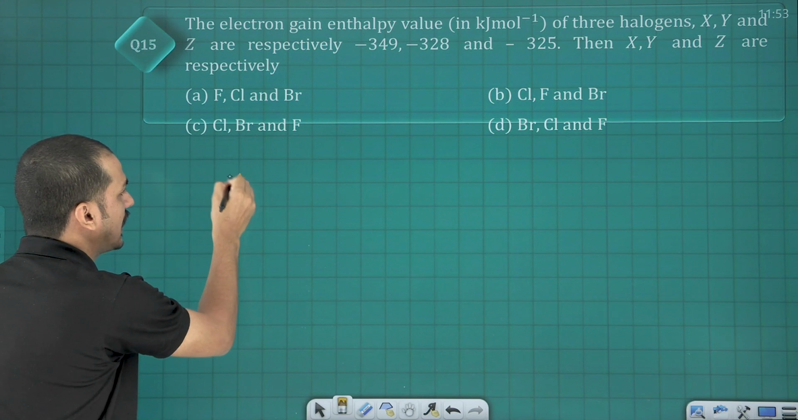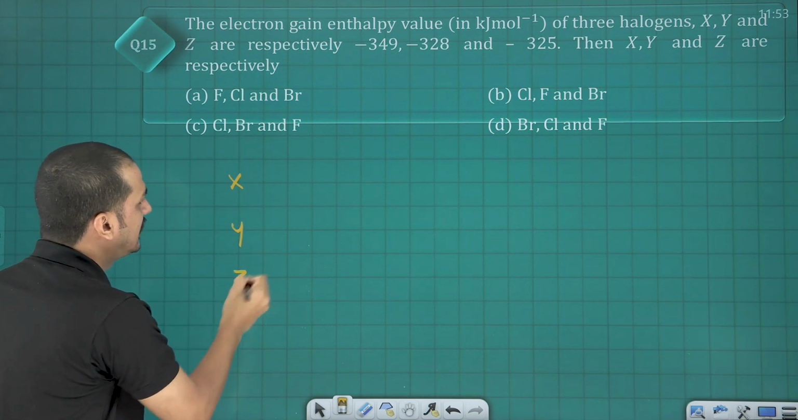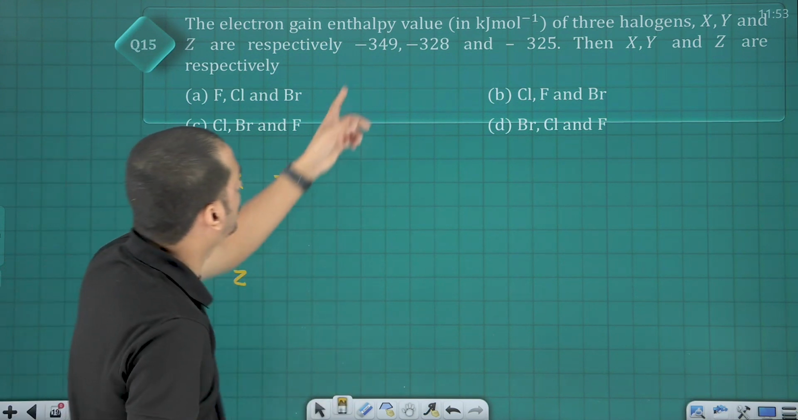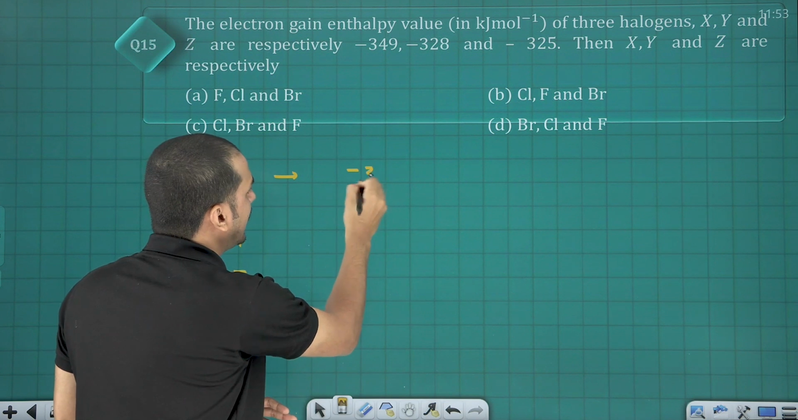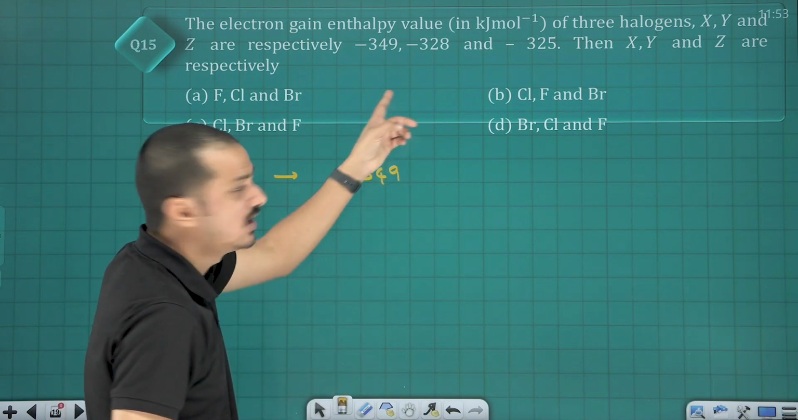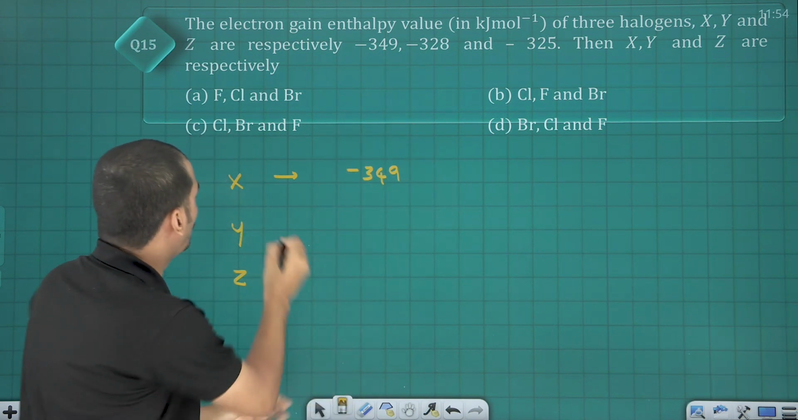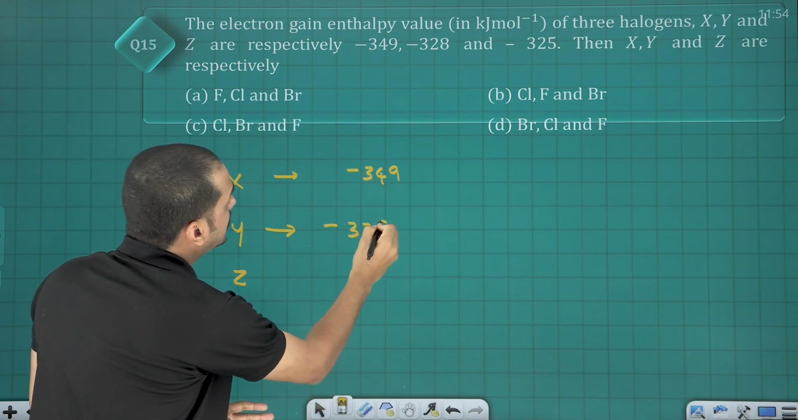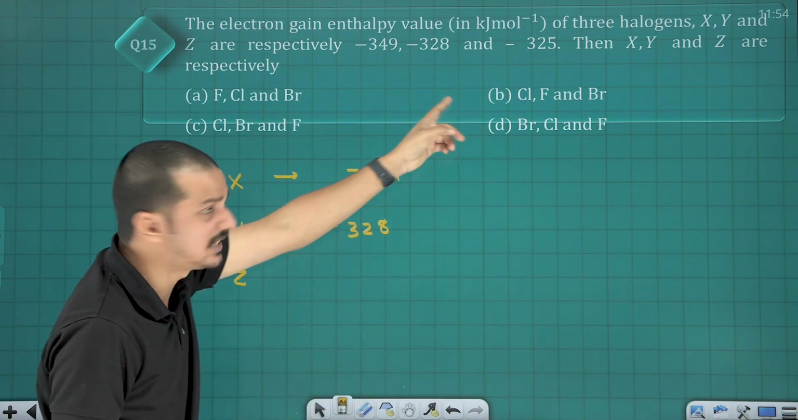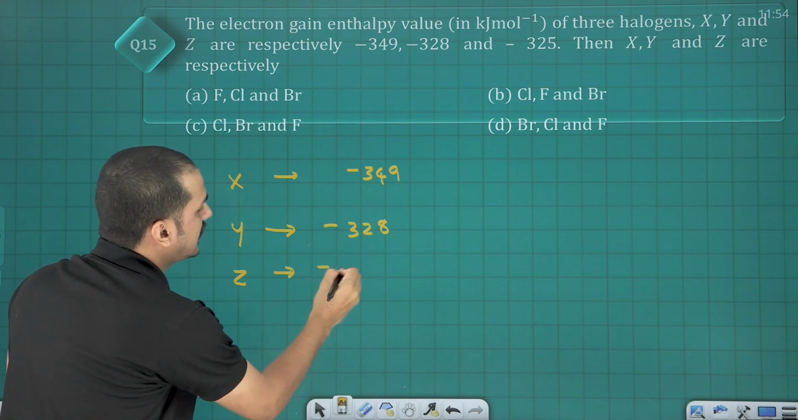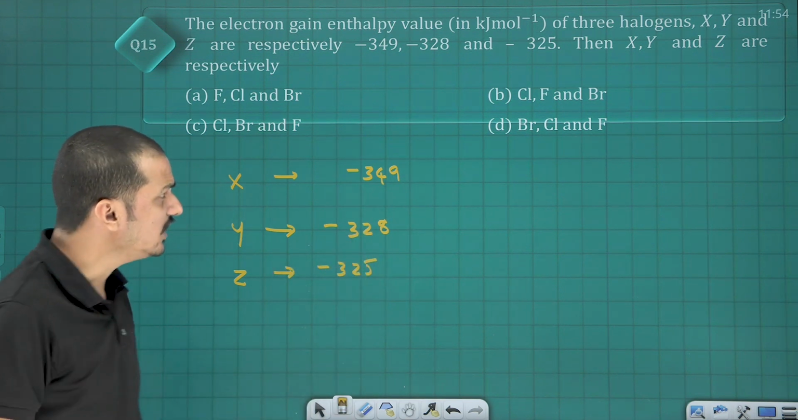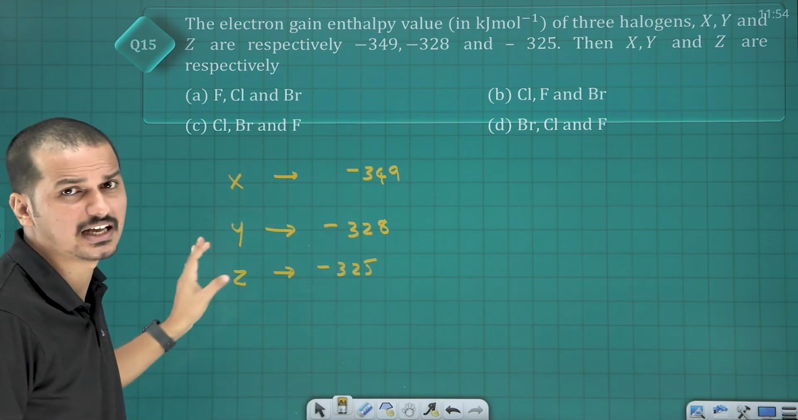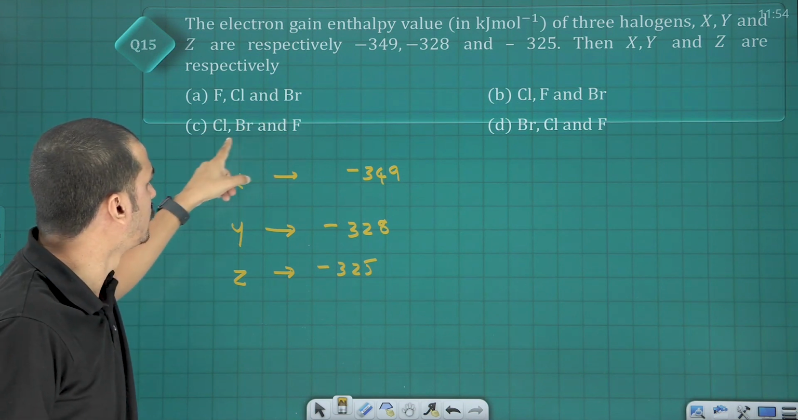Electron gain enthalpy for X, Y, Z is given. The X value is minus 349, the Y value is minus 328, and the Z value is minus 325. Now they are telling us that X, Y and Z are respectively chlorine, fluorine, bromine.